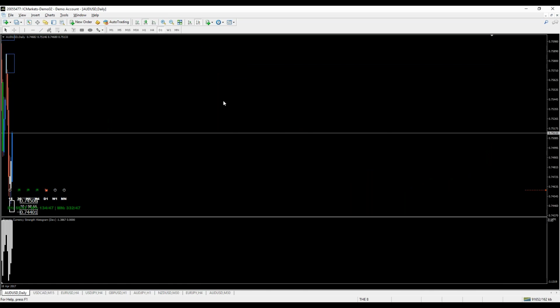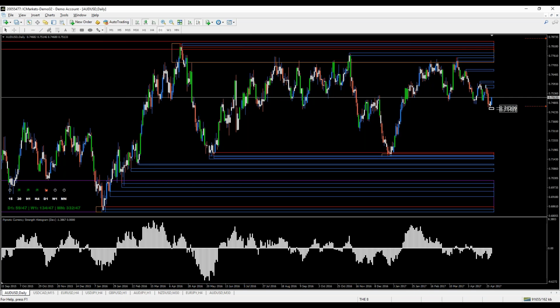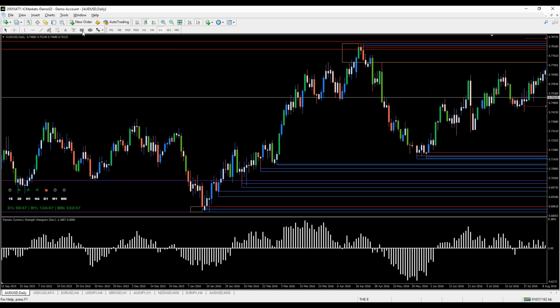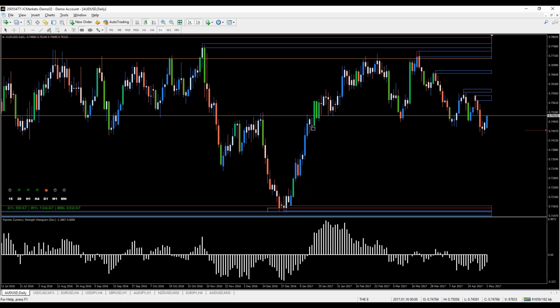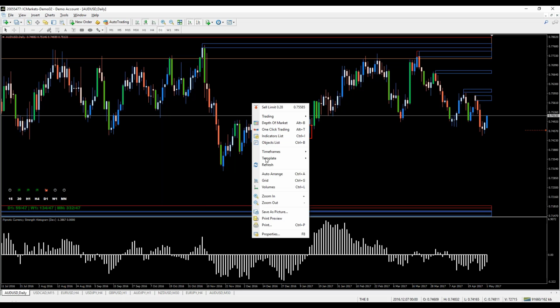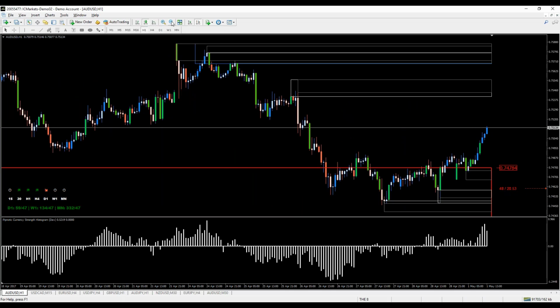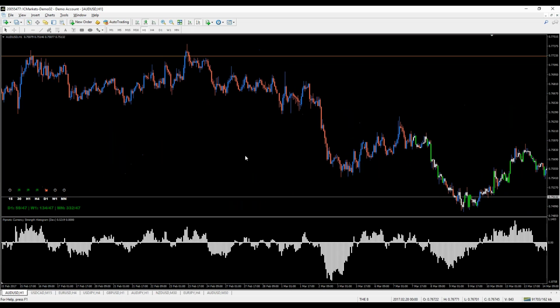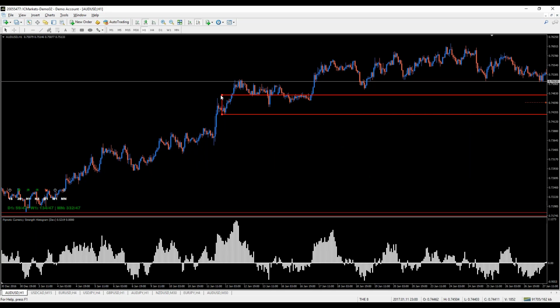Let's go to the Aussie US dollar. Let's remove this. Okay, so if we have a look here, you can see that price has reacted to this. Let's go to the hourly and have a closer look. Got to see what's going on there. You can see actually that it should look like this.